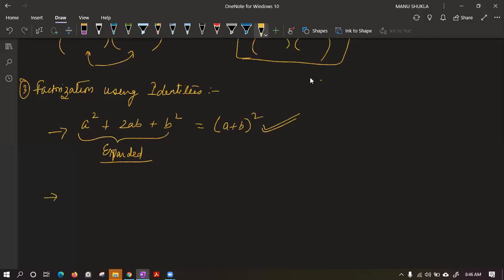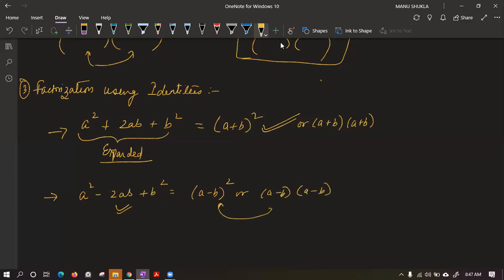Similarly, if a question is of this form, a square minus 2ab plus b square, what can we say about the factorized form? Yes, class? What can we say for the factorized form in this one? Second example, a minus b whole square. Or we can write it like this, a minus b into a minus b. They are similar. They both are the same thing.